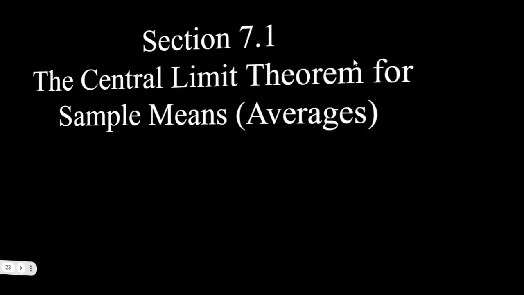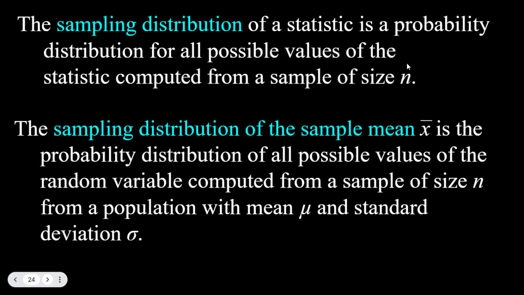So now officially section 7.1, the central limit theorem for sample means, which remember are averages. The sampling distribution of a statistic is a probability distribution for all the possible values of the statistic computed from a sample of size n. That's stuff we've done in the past. But now the sampling distribution of the sample mean, which is x bar, is the probability distribution of all the possible values of the random variable computed from a sample of size n from a population with mean mu and standard deviation sigma.